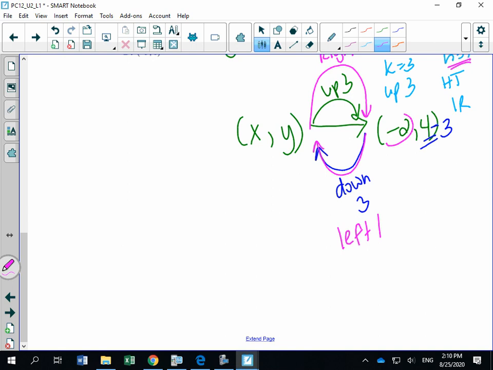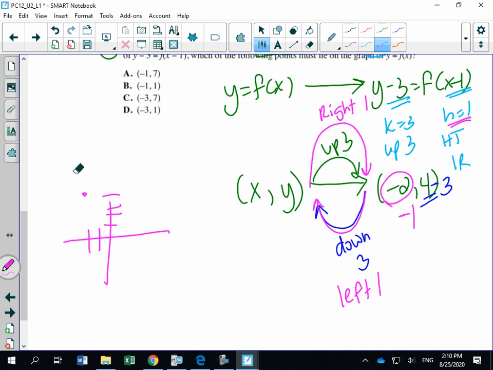So you take your x value and you're going to subtract 1, right? Because if you're at negative 2 comma 4, that's our point. And instead of going up 3, we're going to take this guy and go down 3. So 4 minus 3 is going to take us to 1. And then we're going to go left 1. Negative 2 minus 1 will give us negative 3. So our new point is negative 3, comma 1. And your answer is D.